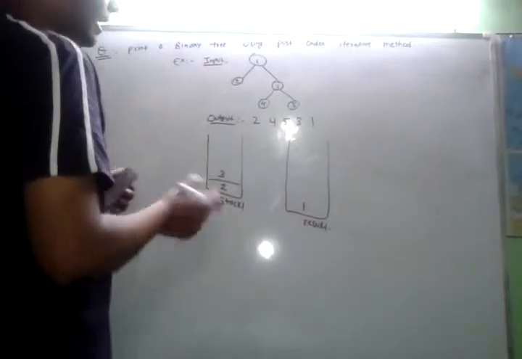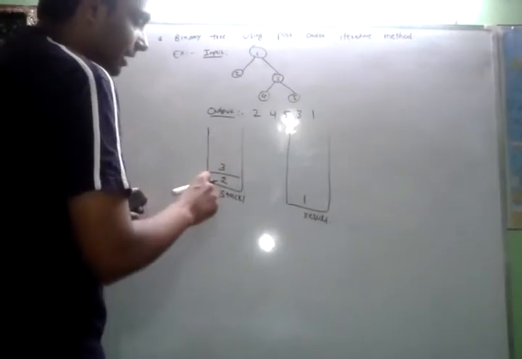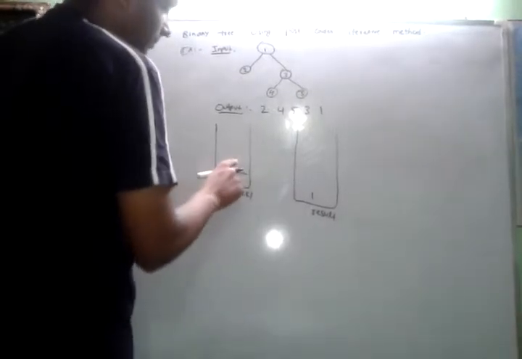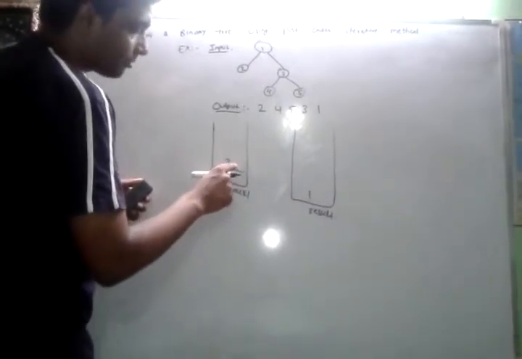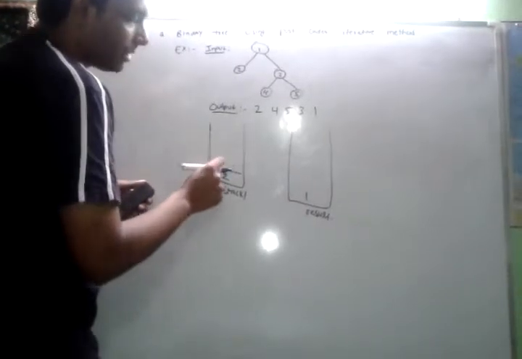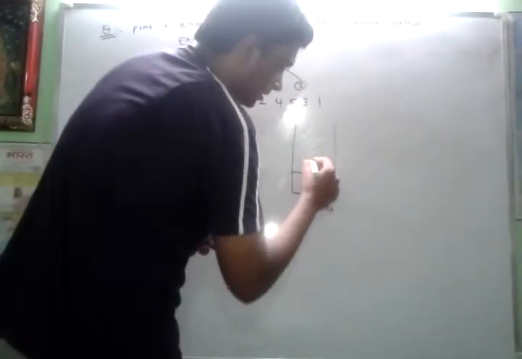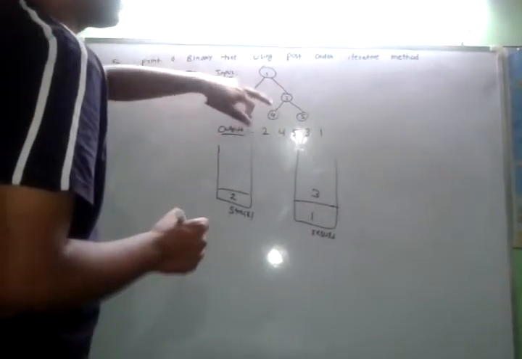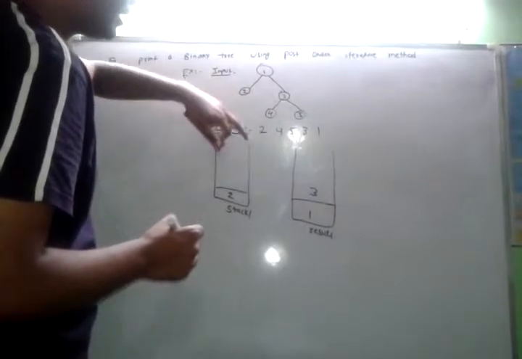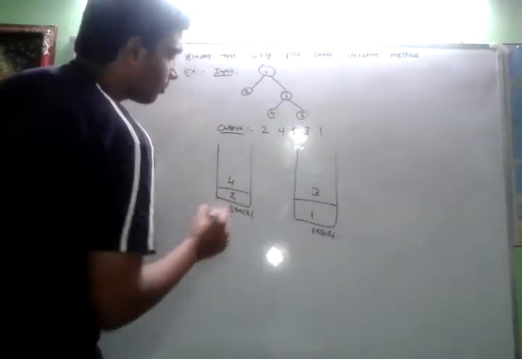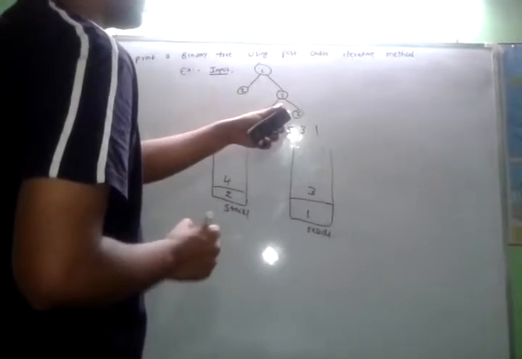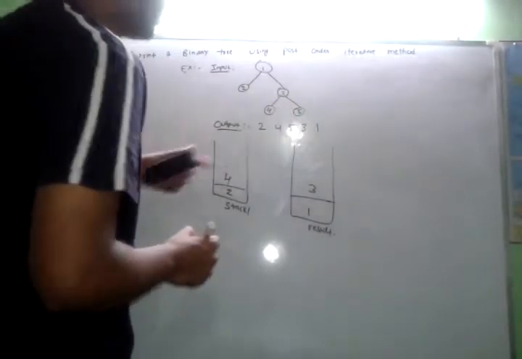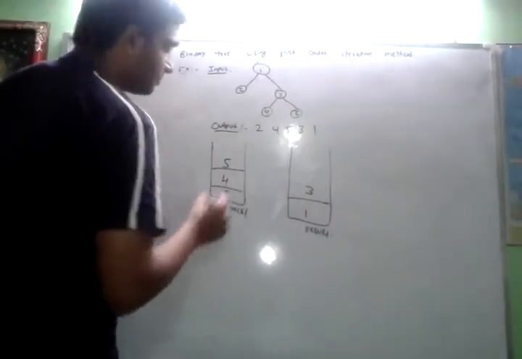Now again we pop the element from stack 1 and go to its left and right. So pop the element from stack 1, and the popped element, 3, will be pushed into the result stack, and we go to the left and right. First of all, we are pushing the left element of 3 into stack 1, which is 4, and we are pushing the right element of 3, which is 5.